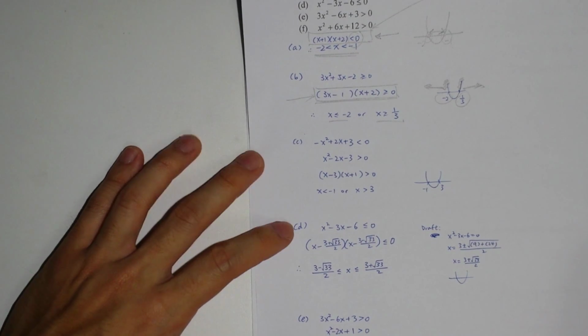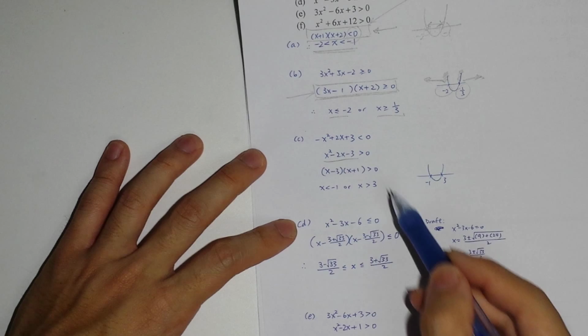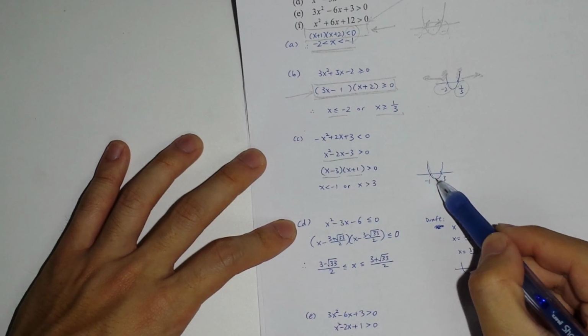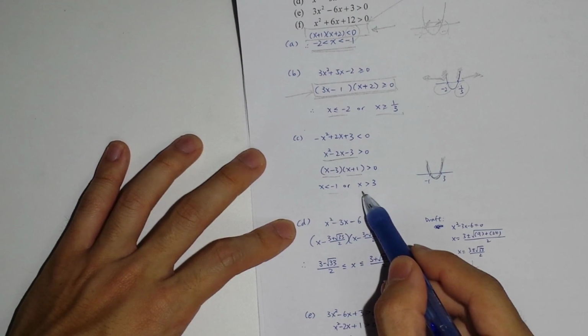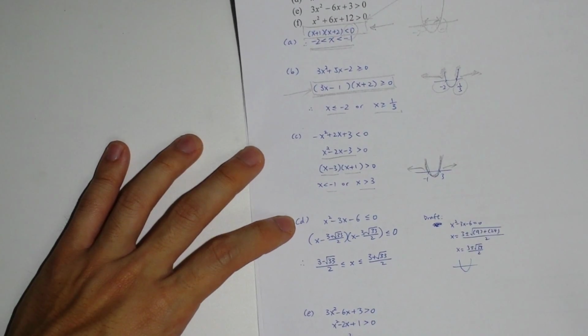Part C. I recommend you to change into positive first, and then you will have x minus 3, 3x plus 1. Also, you should consider the positive going upward graph, so it is less than -1 or greater than 3, because you're looking at the part greater than 0.